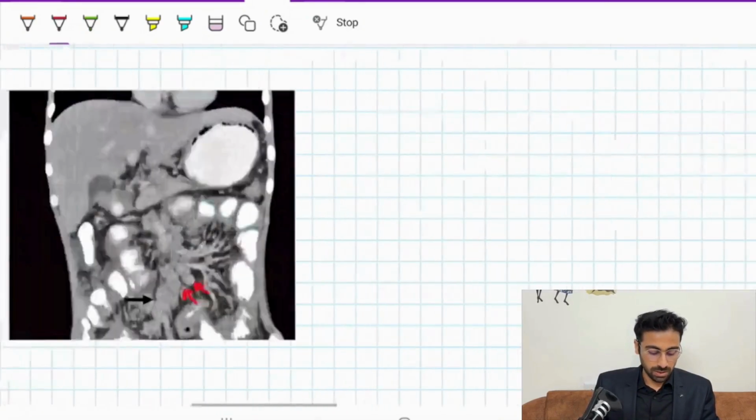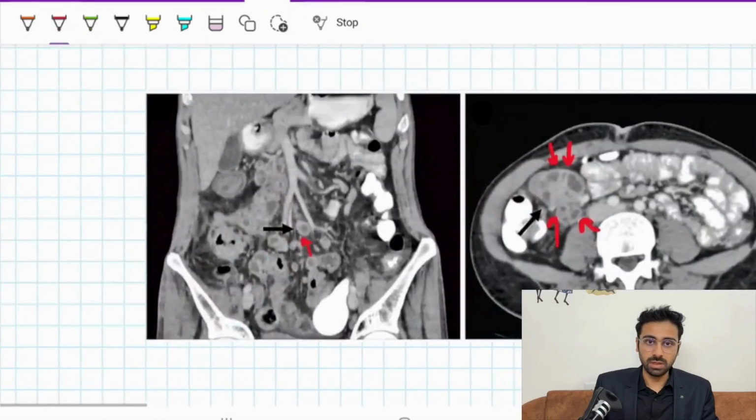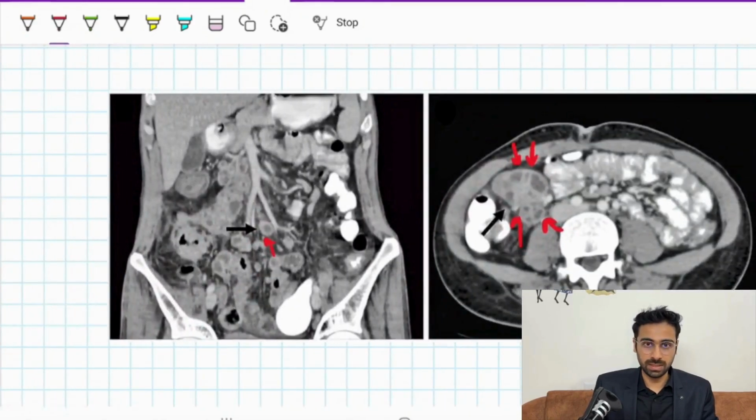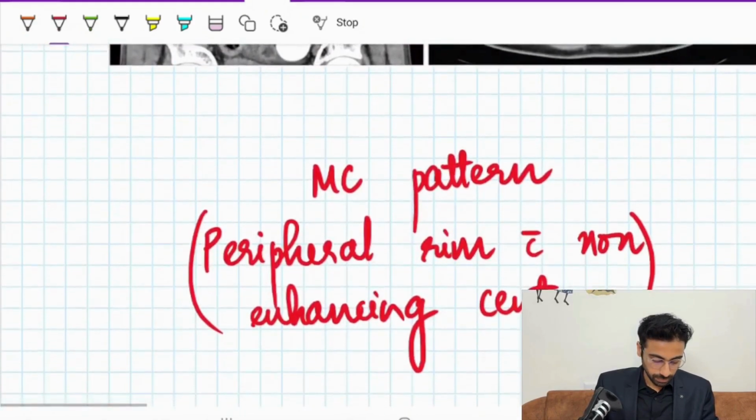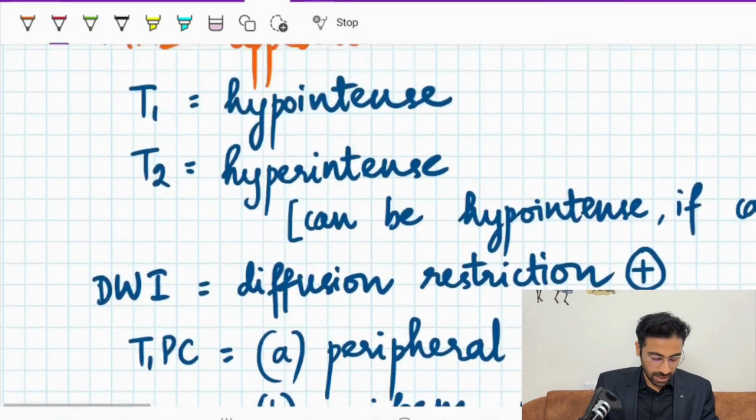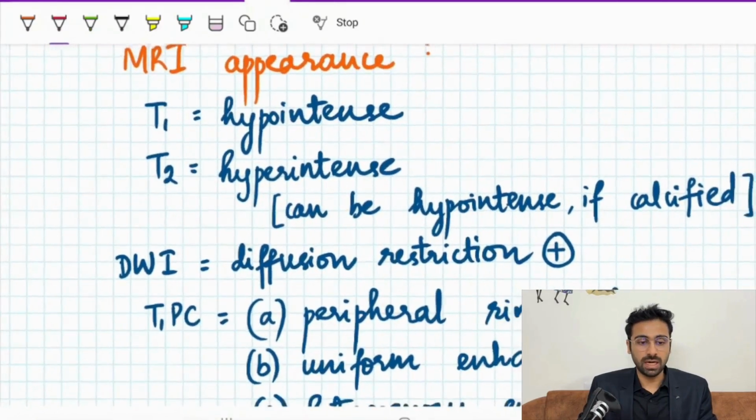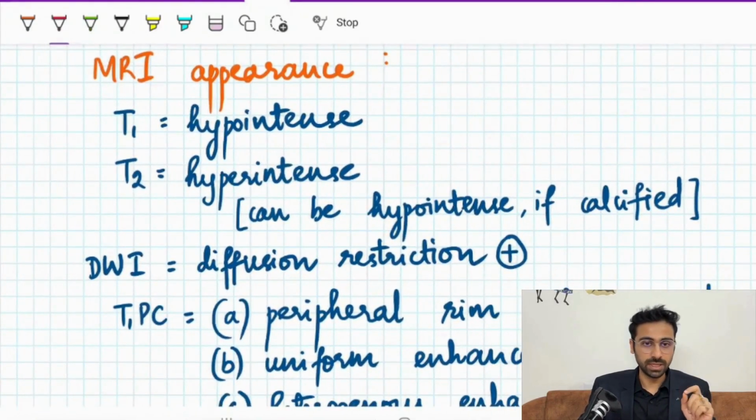Now, not just CT, we should learn how MRI appearance is as well. So on MRI, these lymph nodes are T1 hypointense. The T2 status can depend upon the stage. They are usually hyperintense, but if they calcify, they become hypointense. Diffusion restriction, normally lymph nodes diffusion restrict, whereas TB lymph nodes also diffusion restrict owing to the central necrosis.